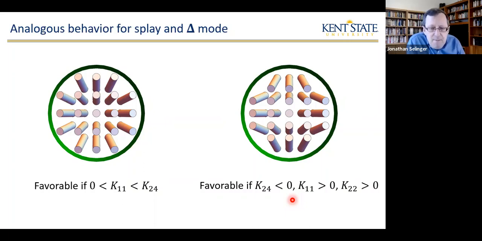Okay, so that shows what happens if the Ericksen inequality on K22 is violated. There could, in principle, be analogous behavior for splay or for the delta mode. So if K11 is in this regime between 0 and K24, you could get some spontaneous splay like this. If K24 is negative, you could get some spontaneous delta mode, as in this picture. So these are theoretical possibilities which haven't been studied in experiments so far.